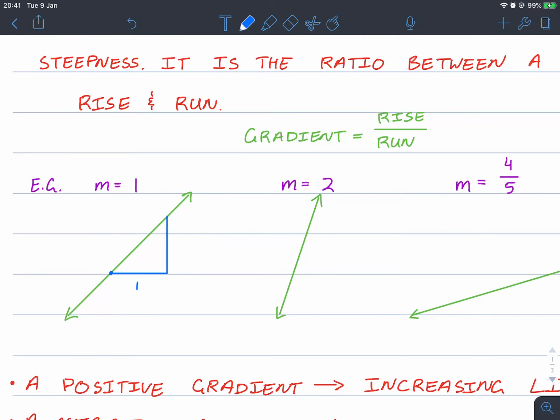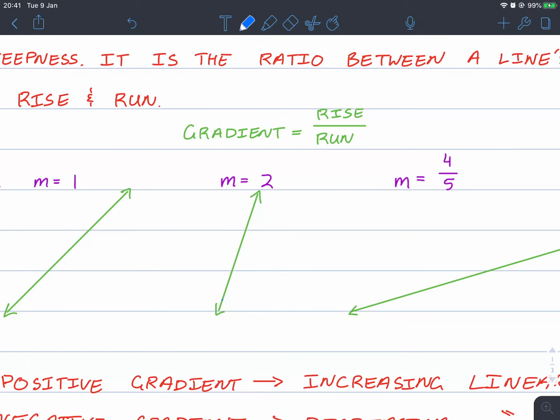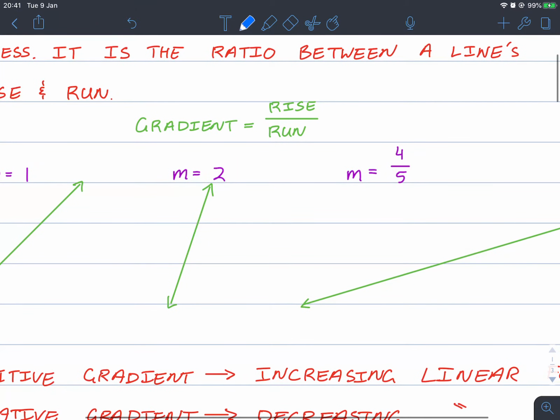Likewise, if I do it again here, if I pick any point and I move across 1 and I move up to meet the line, that would be 2. That means this gradient here is 2 over 1, which means for every 1 run, it rises twice.